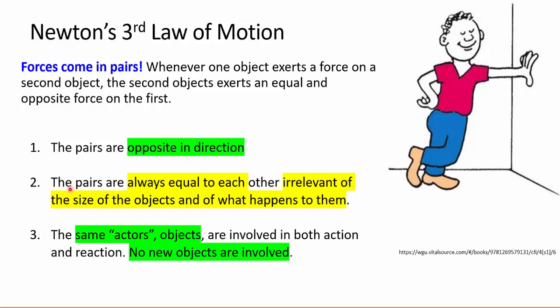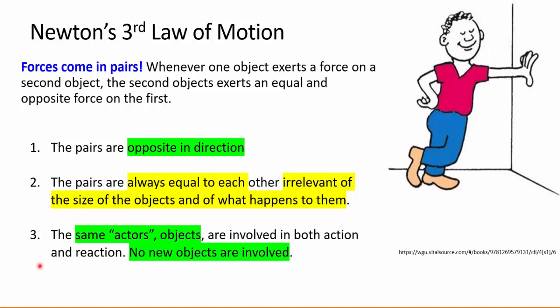The second thing that we need to remember is that the pairs are always equal to each other, irrelevant of the size of the objects involved. For example, a bug hitting a car, it does not matter, or a car hitting another car, it does not matter. The size of the objects does not matter, and it is irrelevant what happens to the objects. For example, a bug hitting the car, the bug is going to get destroyed. Irrelevant of what happens to the bug or the car, irrelevant of their sizes, the forces are always equal to each other.